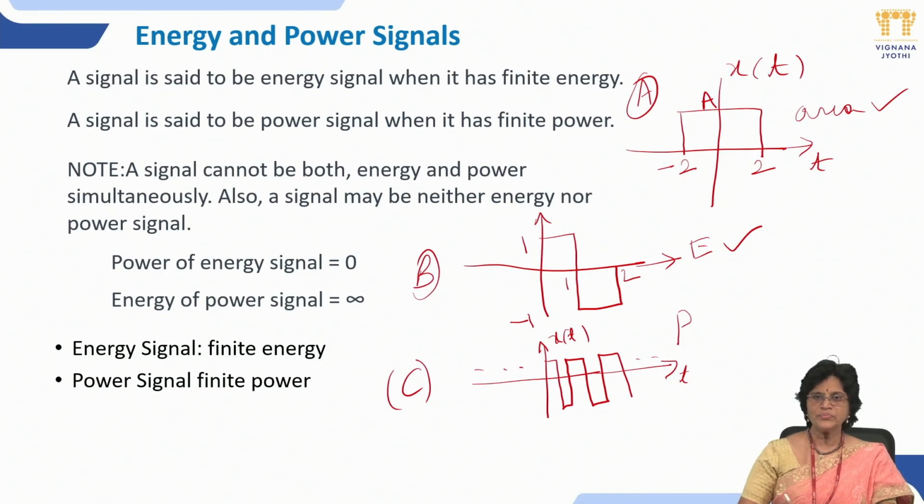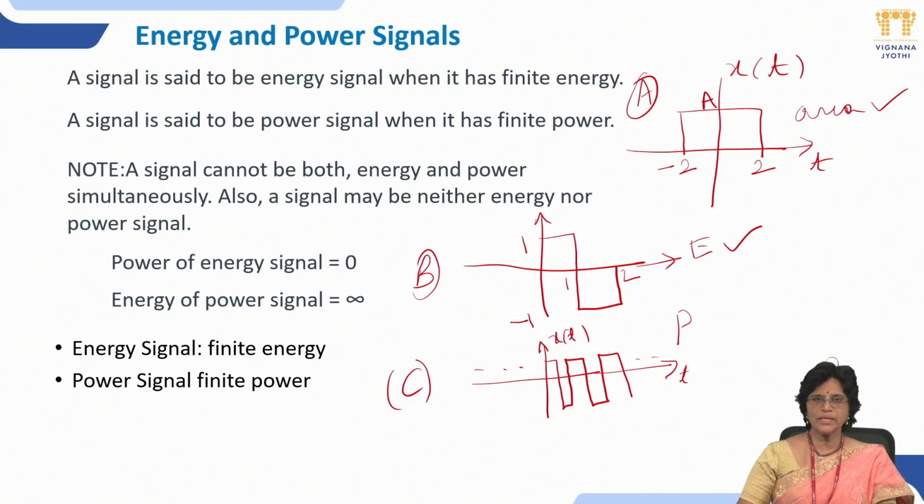Instead of calculating energy from minus infinite to infinite, we modify the equation, considering only one period of the signal and the limit t tending to infinite. I will show that equation in the next slide. So because of that, we got these three techniques.